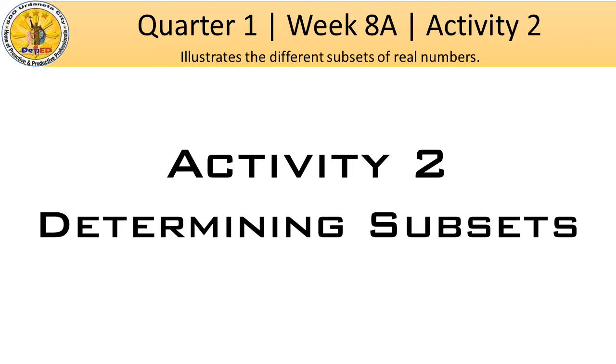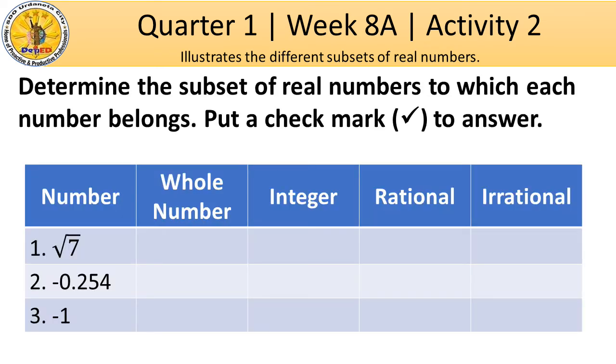Activity 2. Determining subsets. Direction: determine the subset of real numbers to which each number belongs. Put a check mark to the answer. From the table, there are labels which are number, whole number, integer, rational, irrational. Number 1, we have square root of 7. Number 2, we have negative 0.254. And number 3, we have negative 1. So we need to determine if the given numbers is a whole number, integer, rational, or irrational. You can pause this video to answer this activity.